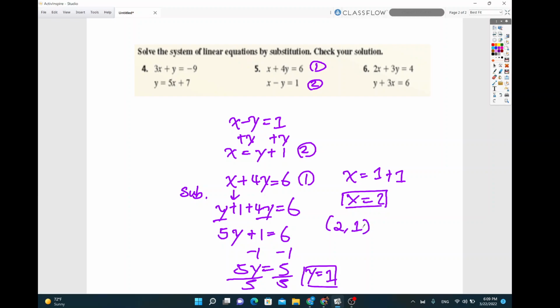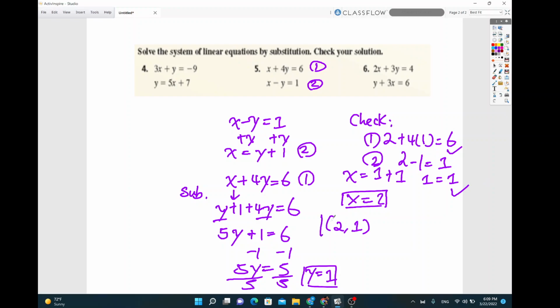And for those who might be wondering how we check the work, we plug the numbers back into the original equations. Back to the first equation, we get 2 plus 4 times 1. 4 times 1 is 4, and 4 plus 2 is exactly 6. Check. And the second equation, x minus y equals 1. 2 minus 1, is that exactly 1? It is, so 1 equals 1. Check. That means 2 comma 1 is the correct solution.